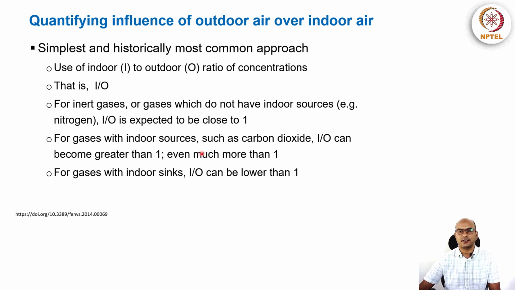For gases with an indoor source, such as carbon dioxide, I by O can be greater than 1 because we have an indoor source. In fact, I by O can be much more than 1. And for gases with indoor sinks, I by O can be lower than 1, because since there is a sink, the concentrations will keep on decreasing.